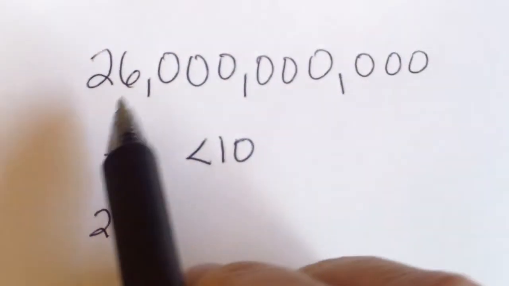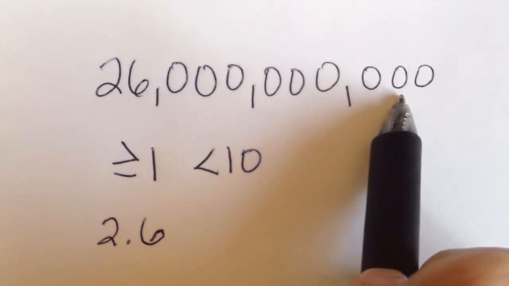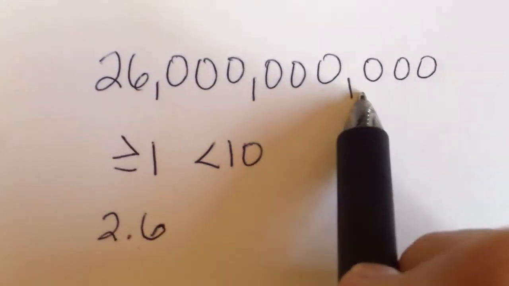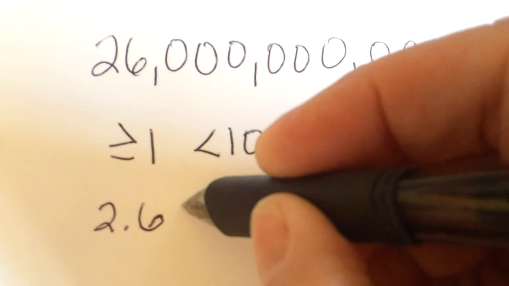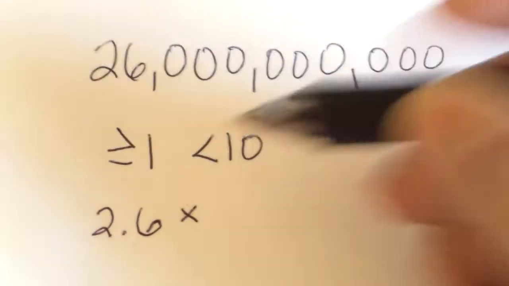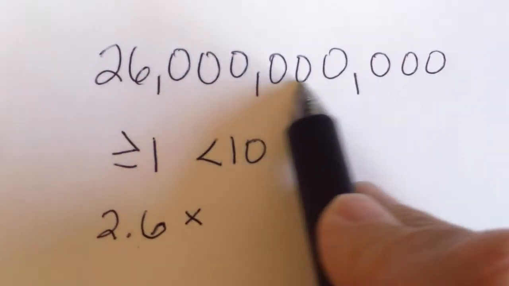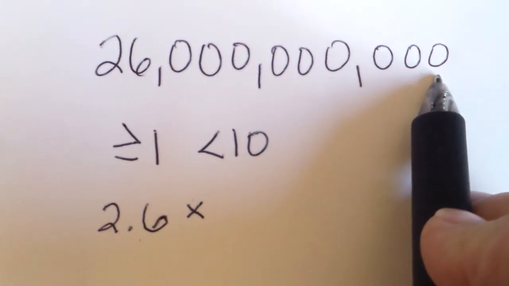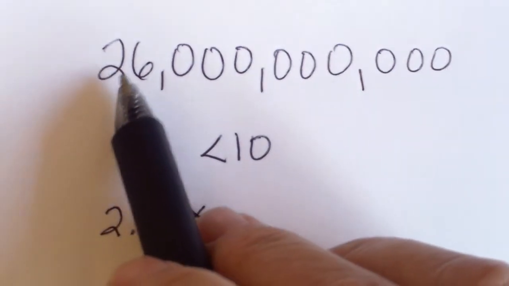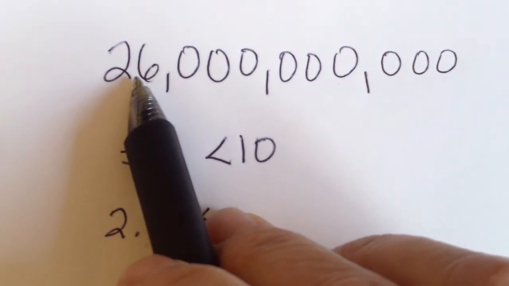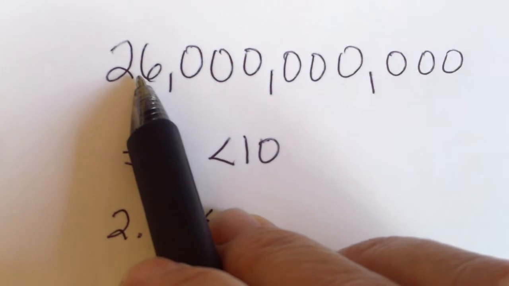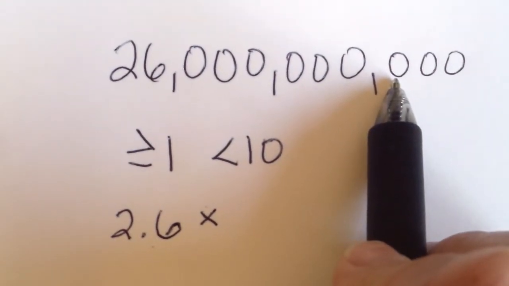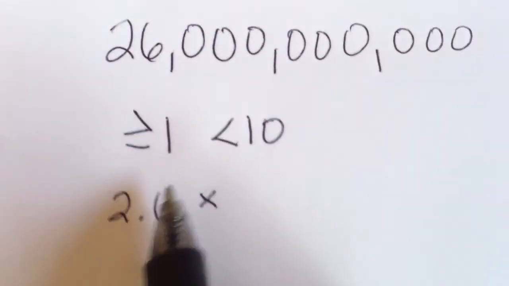But as you can see, this number is way, way, way bigger than this number. I need this number to be equal to this number, so I have to multiply it by a power of 10 that will make it equal to this number right here. Now I could multiply that times, oh my goodness, a trillion, I guess, to get 26 trillion. Would have to be 10 trillion.